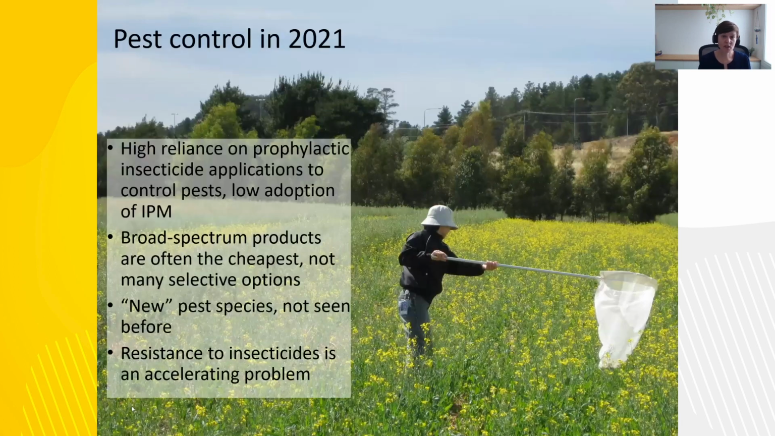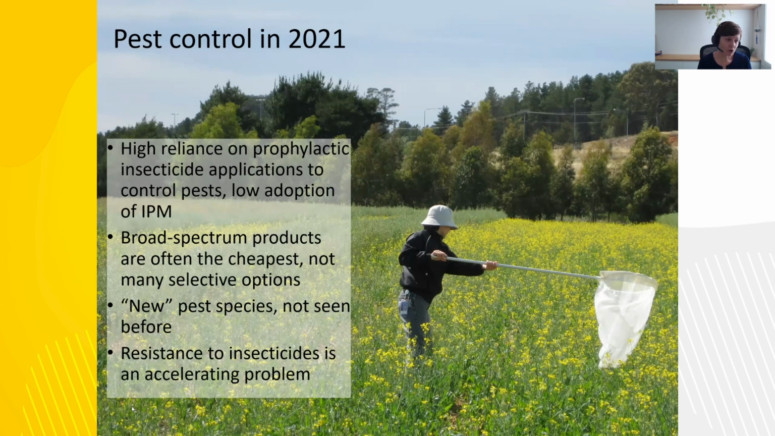So what does pest control in 2021 look like? Well, there's currently a very high reliance on prophylactic insecticide applications to control pests. There's a very high uptake of insecticide seed dressings on canola seeds, and that could involve insecticides like fipronil and imidacloprid, but also fungicides as well.